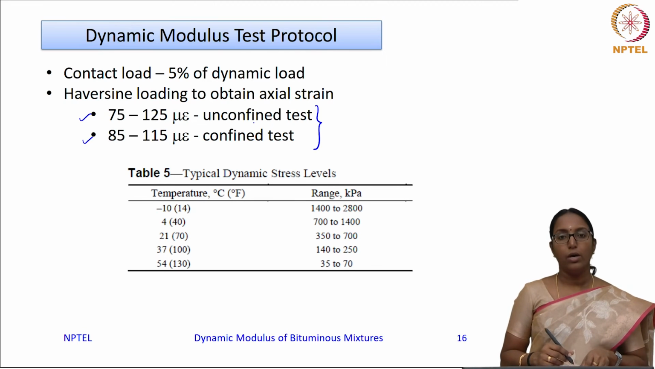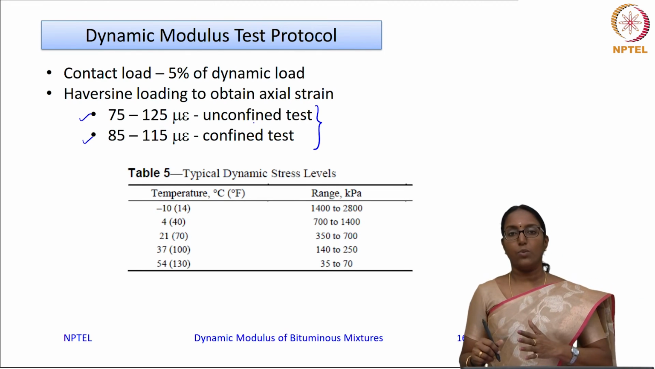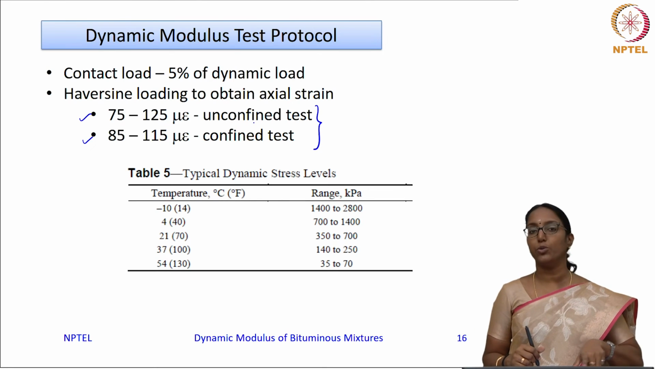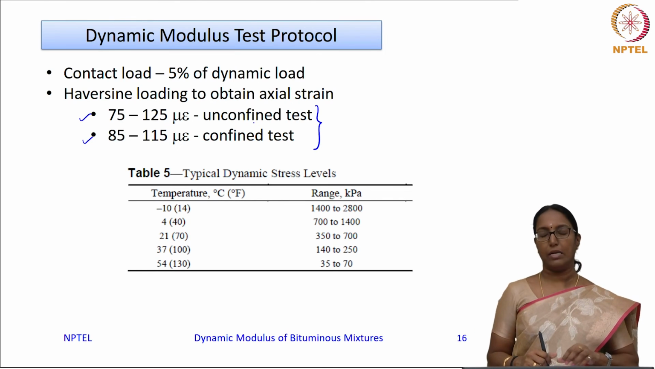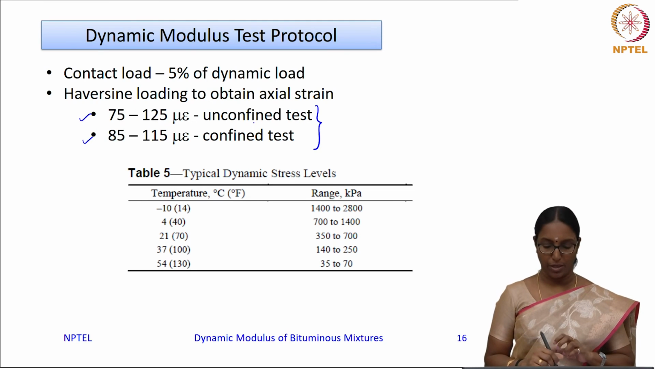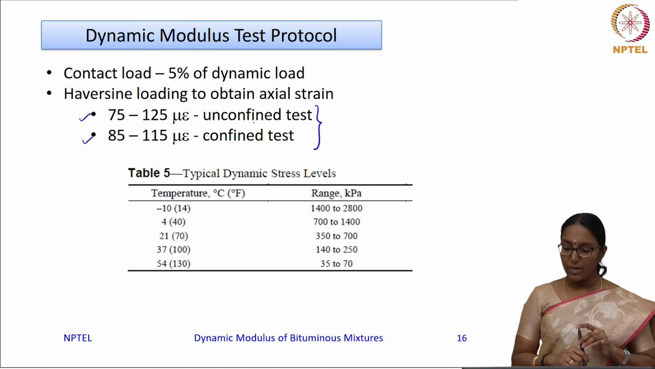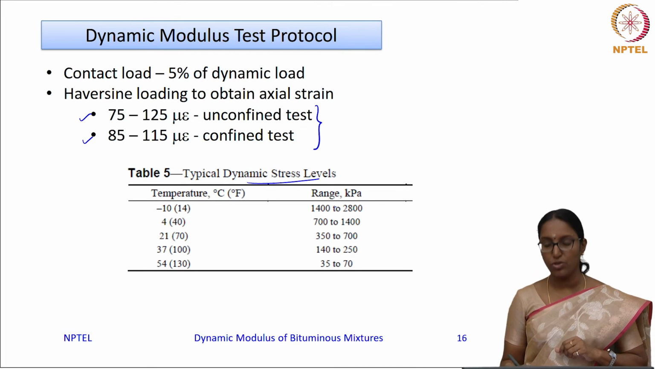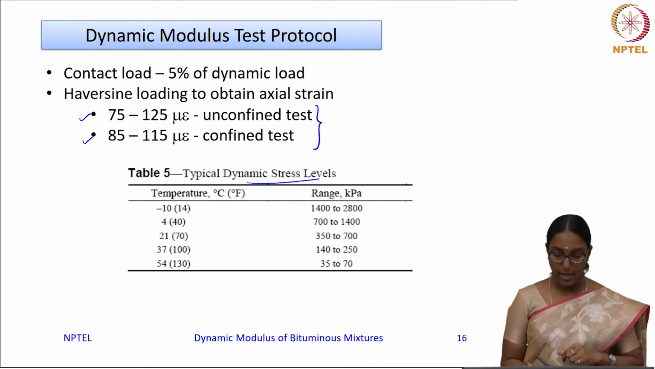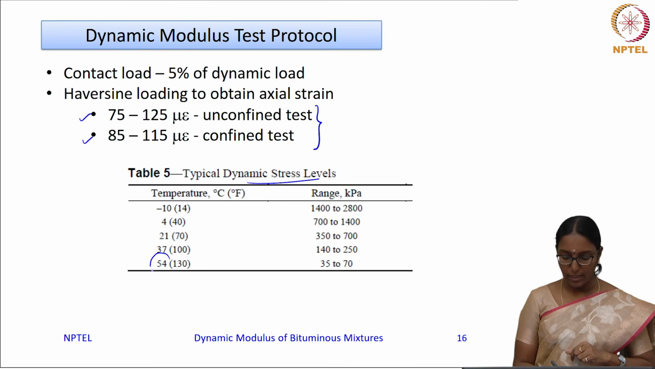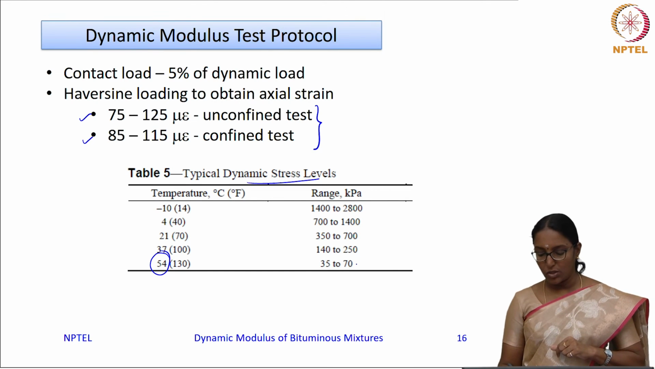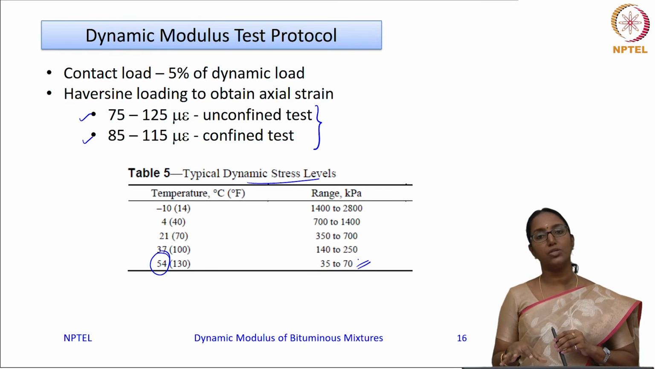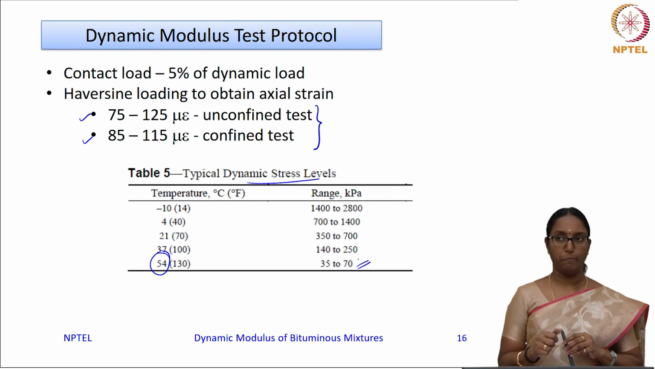Okay. So you apply the stress in such a way that the strain is well within this limit of say 75 to 125 or 85 to 115, say approximately 100 micro strain. MEPDG also suggests typical stress levels at which you can have the strain response. Say for example, if you are testing at 54 degrees Celsius, a stress in the range of say 35 to 70 kPa can give you a strain which is well within this regime.